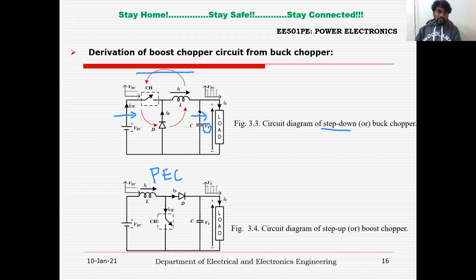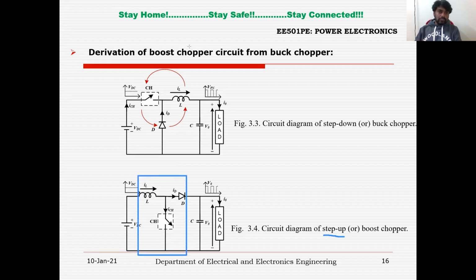Now in this video lecture, we are going to discuss the boost converter. The boost converter is also known as the step-up converter or step-up chopper. Here also you can see the power converter block. Again, this power converter consists of three elements: inductor, diode and chopper. The input to the power converter is a constant DC, and the output we get is a variable DC.